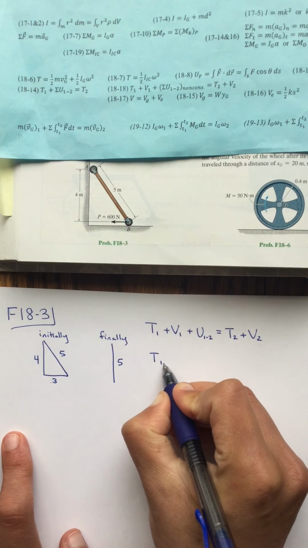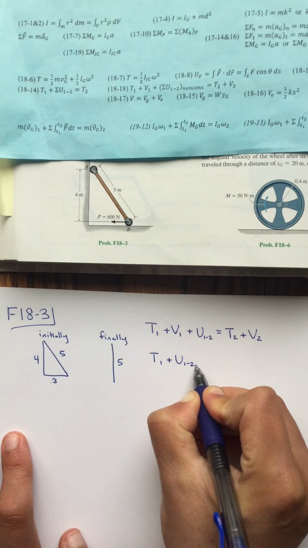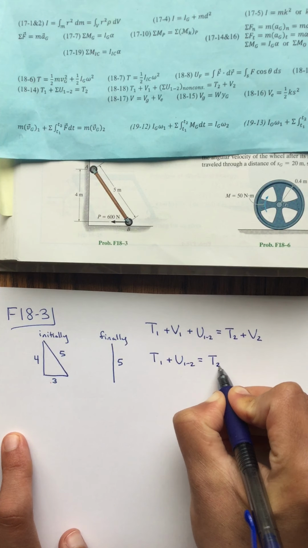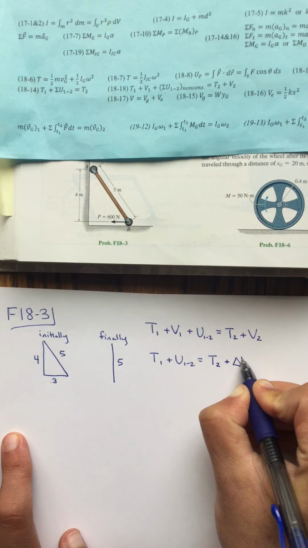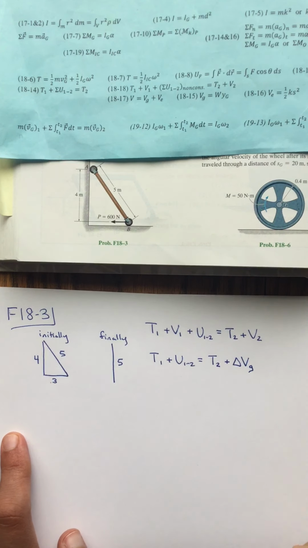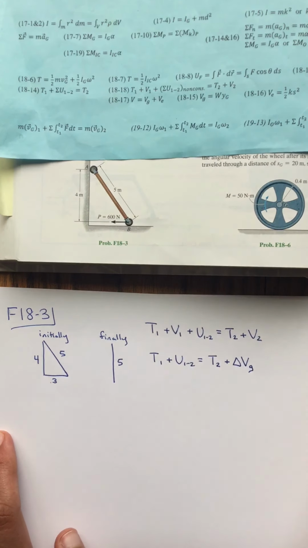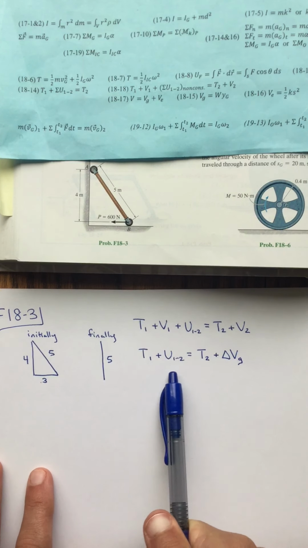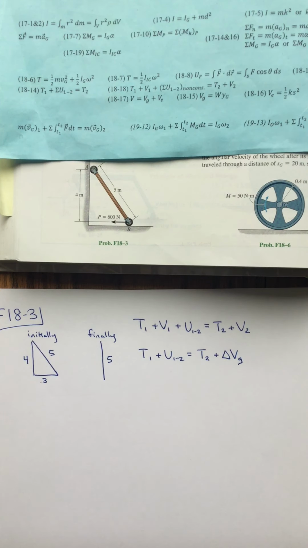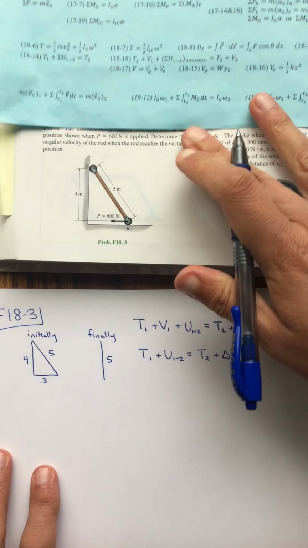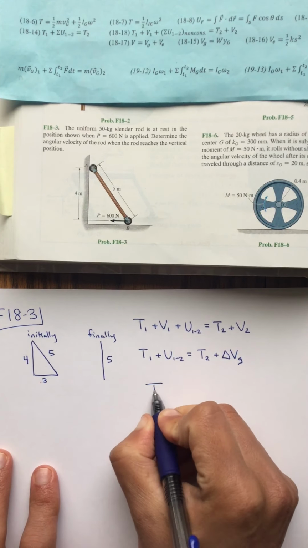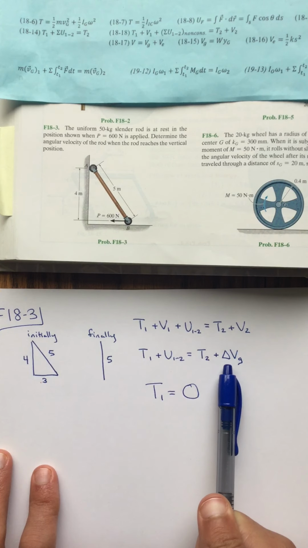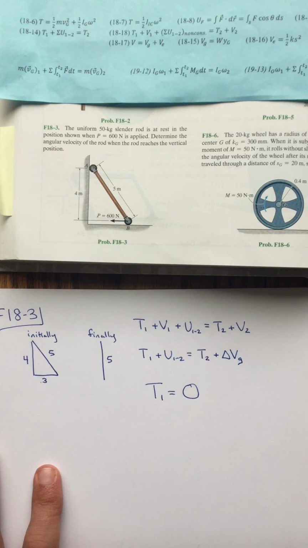Or I could just say V1 is equal to 0. I'm going to bring the V1 over to the other side and say initial kinetic energy plus work done by the force P is equal to final kinetic energy plus the change in gravitational potential energy, since there's no elastic force in this problem. Okay, so I need to find what these four quantities are, then I can use my equation. So initially, the rod is at rest, so T1 is equal to 0.